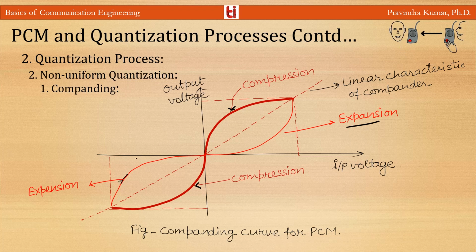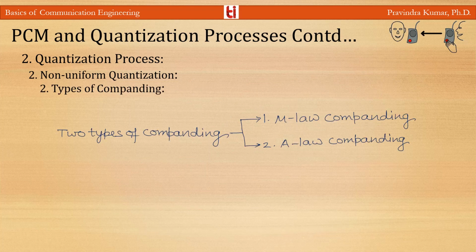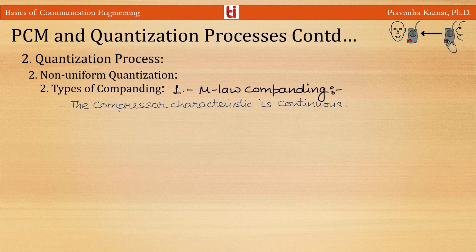Here you can see that due to the inverse nature of the compressor and expander characteristics, the overall characteristic of the compander is a straight line. This is the overall linear characteristic of the compander, and this indicates that all the boosted signals are brought back to their original amplitudes. If we discuss the types of companding, there are two types: Mu-law companding and A-law companding. So first is Mu-law companding.